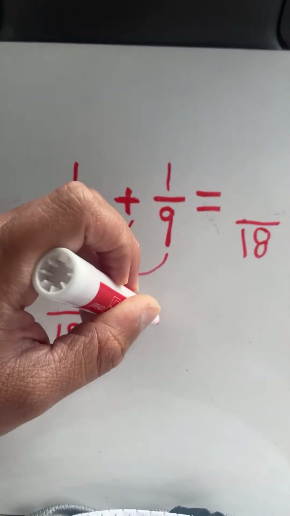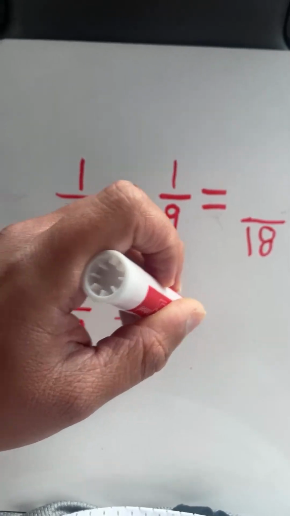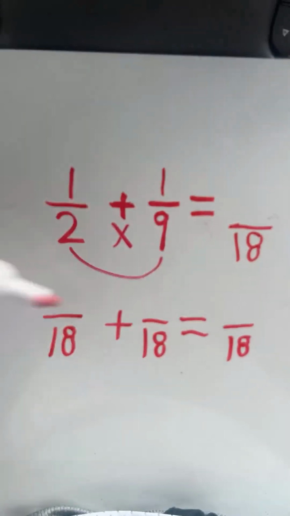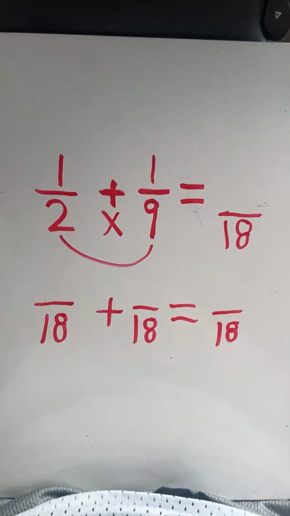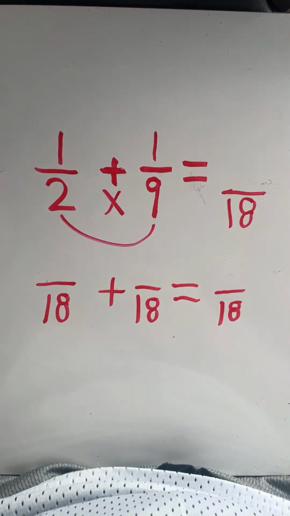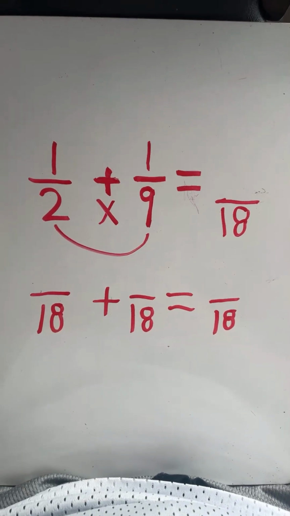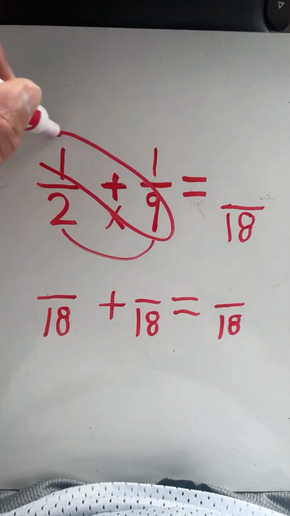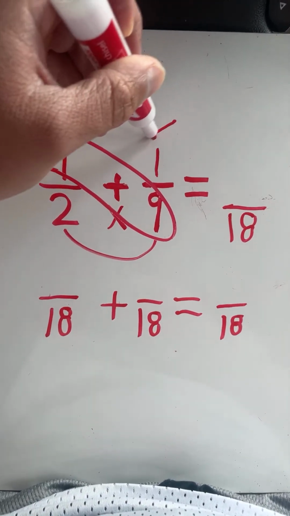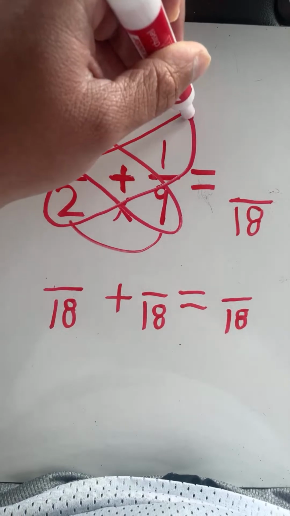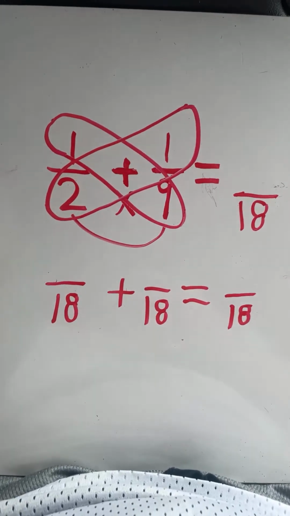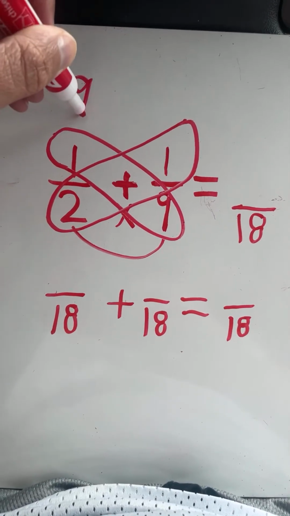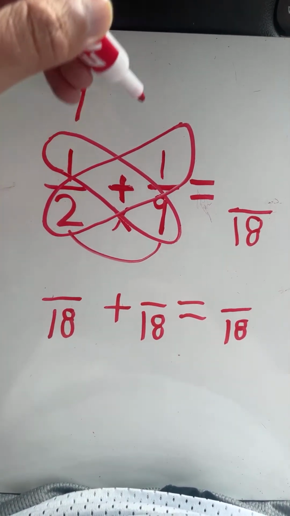So if I want to rewrite the problem here, we have our common denominator of 18. Now to get our numerators, we have to multiply each numerator times the opposite denominator. So we are going to multiply 1 times 9, and then we are going to multiply 2 times 1. So 1 times 9 equals 9. 2 times 1 equals 2.